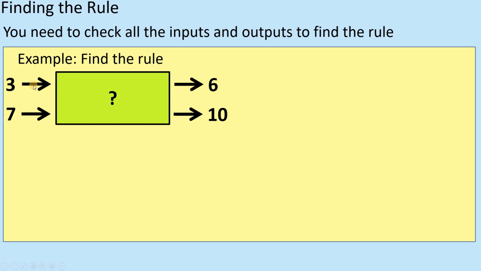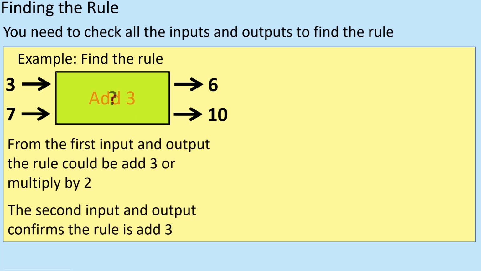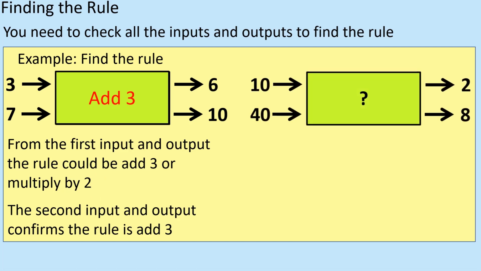Well, what's the other option? I could add 3, and that gives me 6. Does that work for the bottom one? Well, yes, it does. So my rule for this one is going to be add 3, isn't it? So we've got to think about what the potential options are and consider it for both questions.